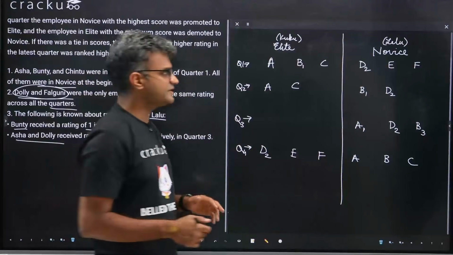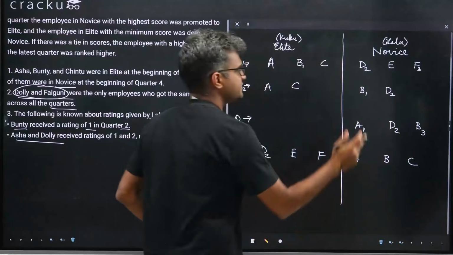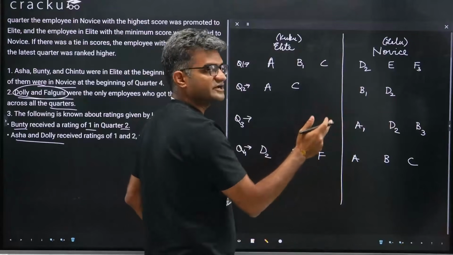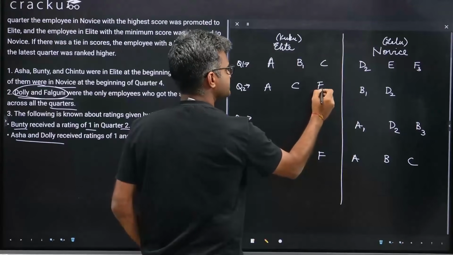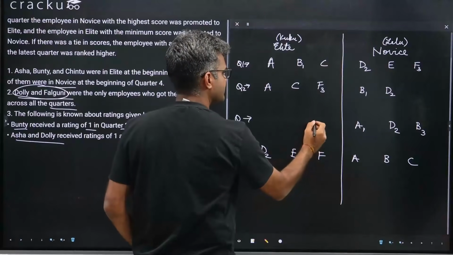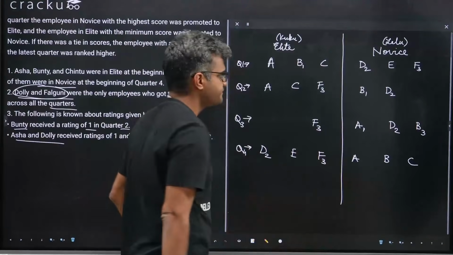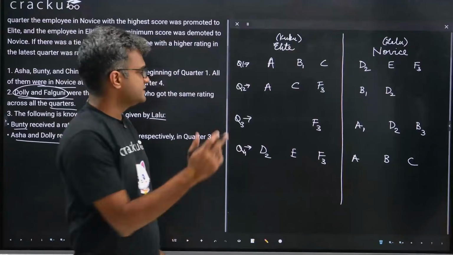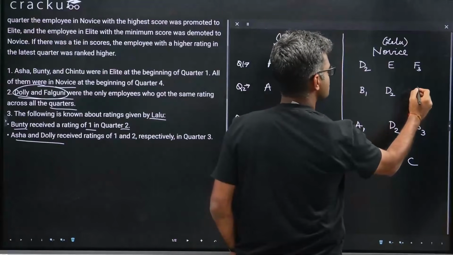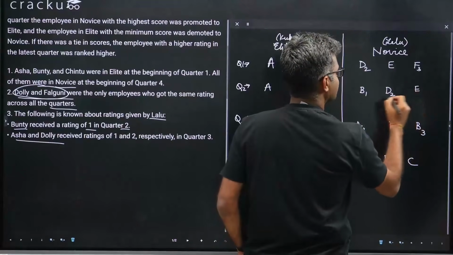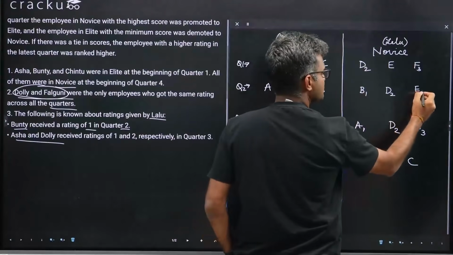So, that would imply that Falguni got a rating of 3 in each of the quarters. That is, especially in the first quarter, she got a rating of 3 and she was promoted to elite. Again, she got a rating of 3. So, she would remain in the elite camp in each of the quarters. This is how it would have been. This would also imply that in Q2, who is the only one who is left over here? That has to be E. And because 1 and 2 are given to Bunty and Dolly, E has to get a rating of 3.